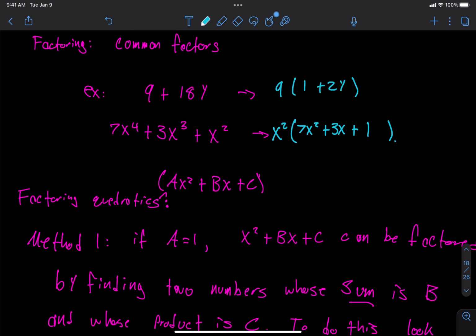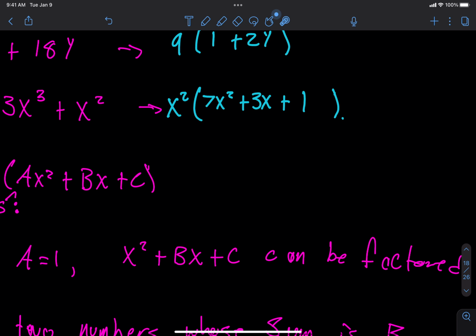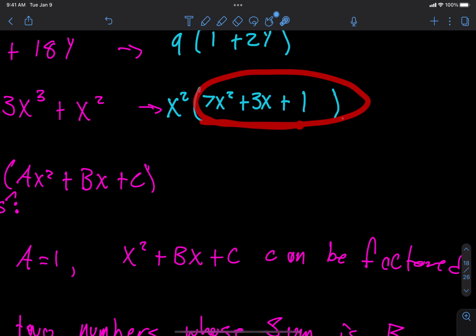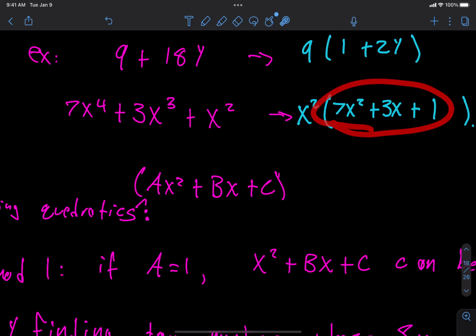So this is basically what we do when we are taking common factors out. And it's the first step that we want to always take when we're factoring, because it's going to simplify the rest of it significantly, right? I would be much happier factoring an expression like 7x squared plus 3x plus 1 than trying to factor something like 7x to the 4th times 3 plus 3x cubed plus x squared, right? It makes it simpler. And now we can go ahead and try to figure out how to factor this.